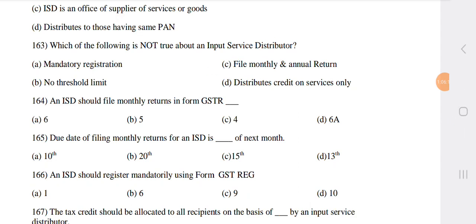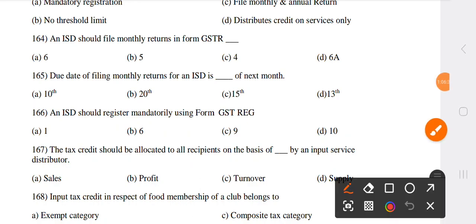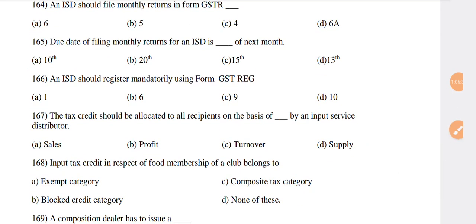Next question. An ISD should file monthly return in the form of GSTR dash. Option A 6, option B 5, option C 4, and option D 6A. And the correct option is A. Next question. Due date of filing monthly return for an ISD is dash of next month. Option A 10th, option B 20th, C 15th, and D 13th. The correct option is D.